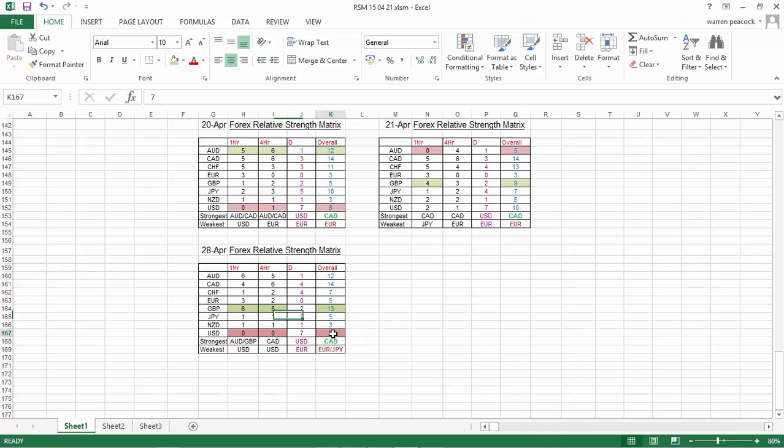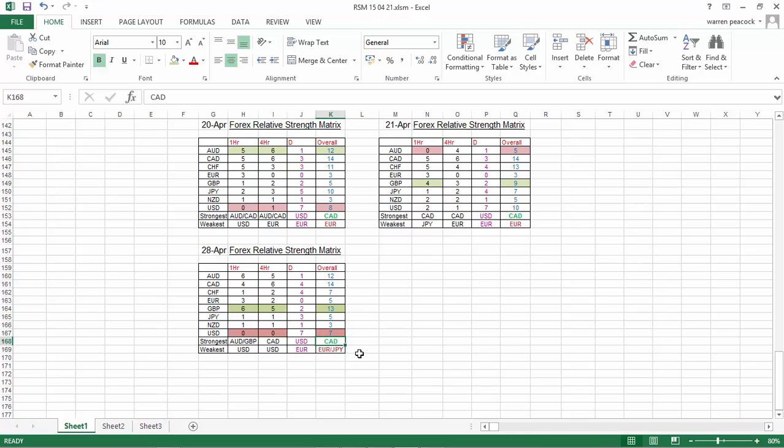The US dollar has lost quite a bit of ground again. It has a score of 7, and that's only on the daily chart. On the two smaller time frames, it is certainly trending down, and we can have a look at the dollar index as well to see how the consolidation is working out.